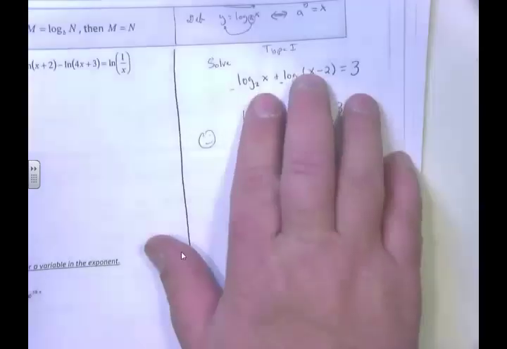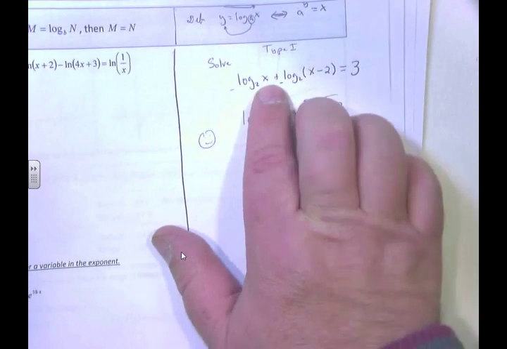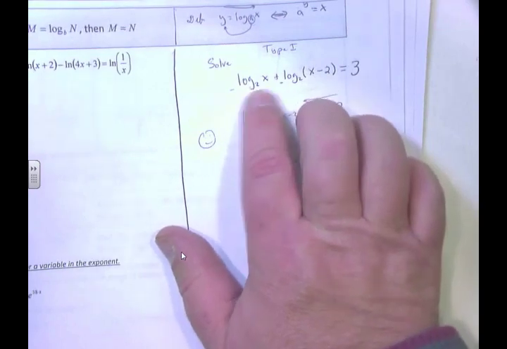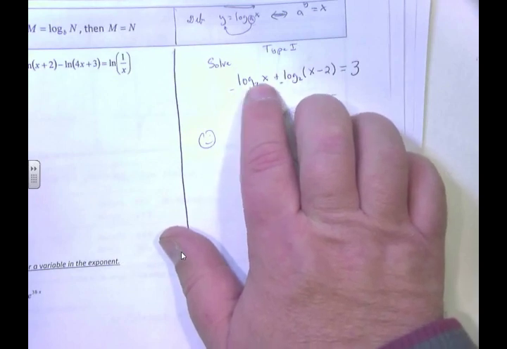Well, when you go back to the original equation, this is originally what I gave you. Plug in negative 2 for x. That'll be log base 2 of negative 2. You can't take the log of a negative number.